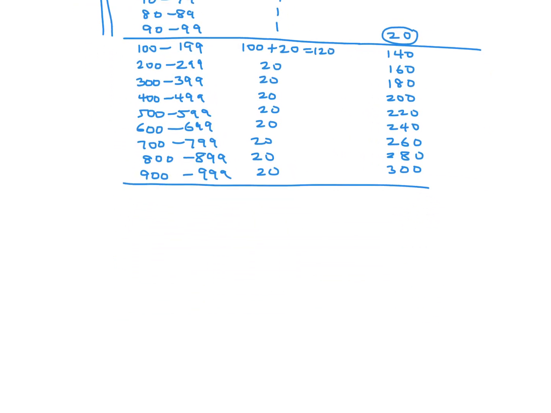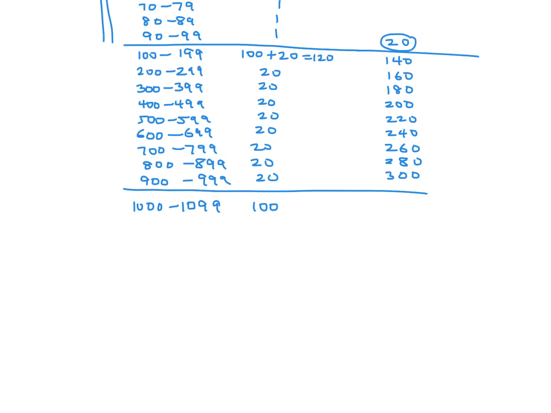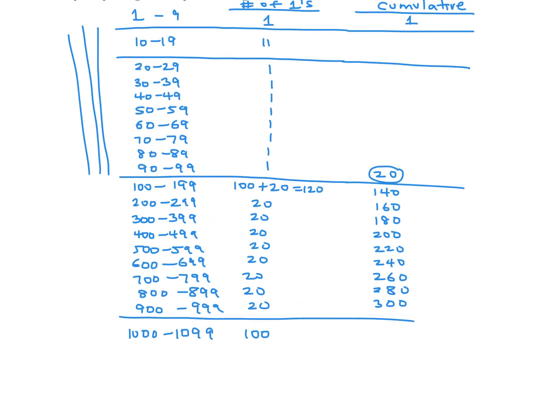Okay, so then we get into 1,000 to 1099. So then we got to think about this now. The first digit of all of these 100 numbers is 1, so you're going to get 100 of these ones. But then from 000 to 099, it behaves like these up here. So that's 20.